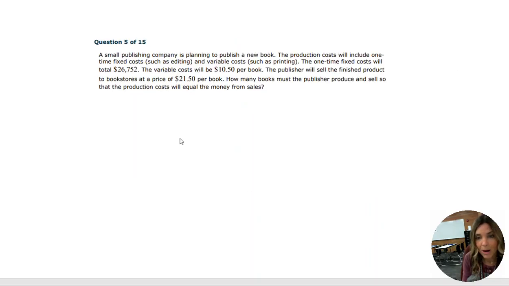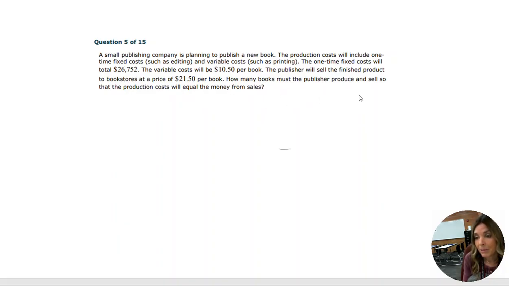Okay, second word problem I want to do for you. I'm going to read for understanding first. It says a small publishing company is planning to publish a book. The production costs will include one-time fixed costs, such as editing, and variable costs. The one-time fixed costs will total $26,752. The variable costs will be $10.50 per book. The publisher will sell the finished product to bookstores at a price of $21.50 per book.